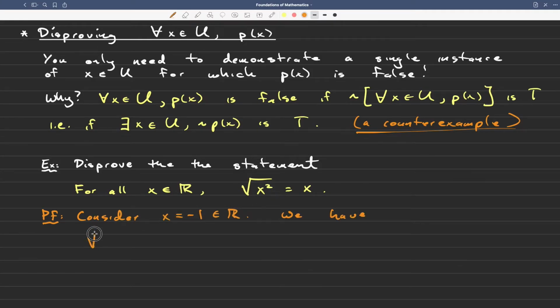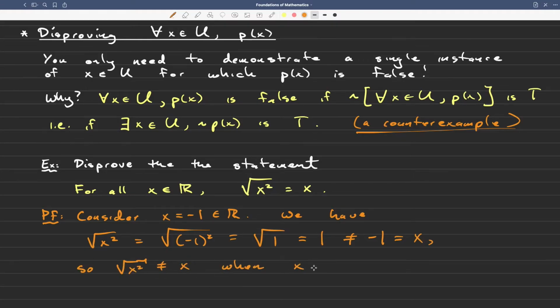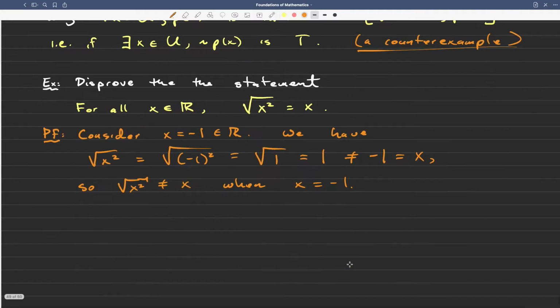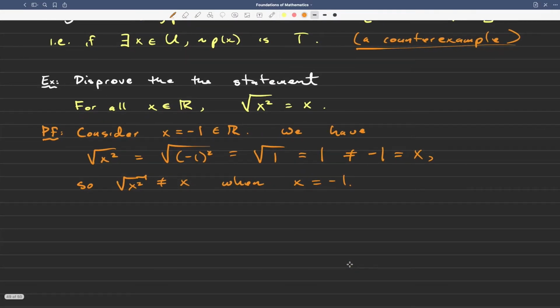We have square root of x squared would equal the square root of (-1) squared in this case. And inside that radical, I've got just the square root of 1 now, which is equal to 1. But that's not equal to -1, which is our original x value. So square root of x squared does not equal x when x is equal to -1. And so a counterexample of this is x equals -1.